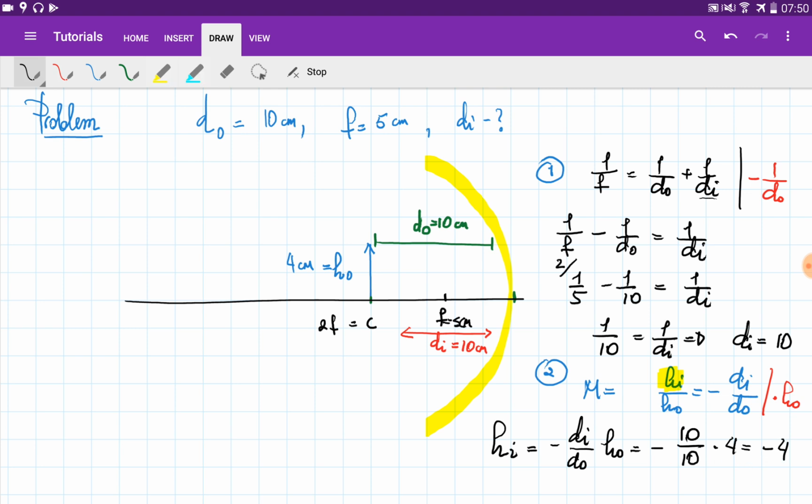What does it mean? It means that our image is going to be 10 centimeters away from the mirror, and its height is going to be minus 4. It means that it's going to look down. So this is going to be our image, minus 4 centimeters.